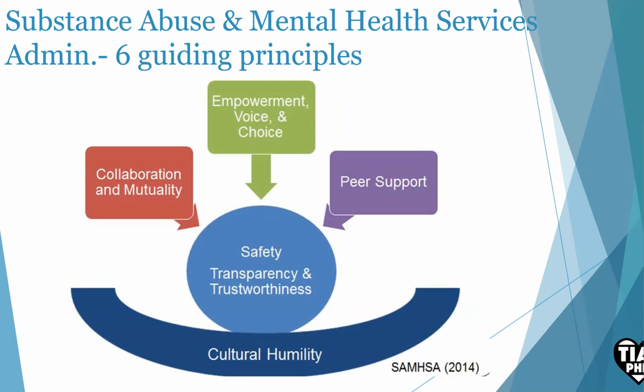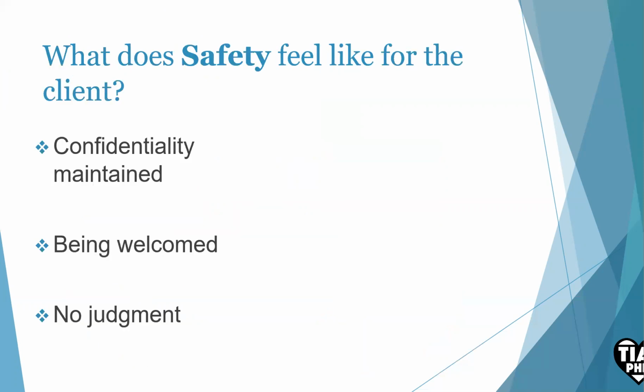Safety is the first, followed by transparency and trustworthiness, collaboration and mutuality, empowerment, voice, and choice, peer support, and finally, cultural humility, or cultural, historical, and gender issues. Now let's look at each individual component and see how that applies to home visiting. As we go through these slides, I'll be explaining how safety and all of the various principles apply first to the client and then next to the staff on the TFPHN team.